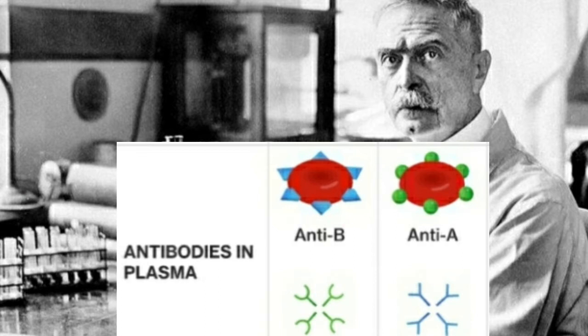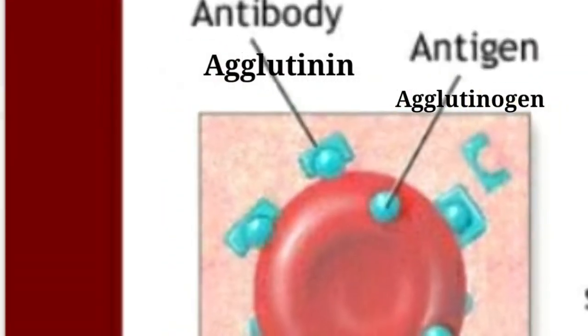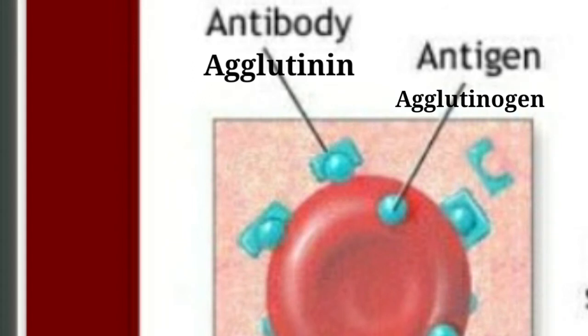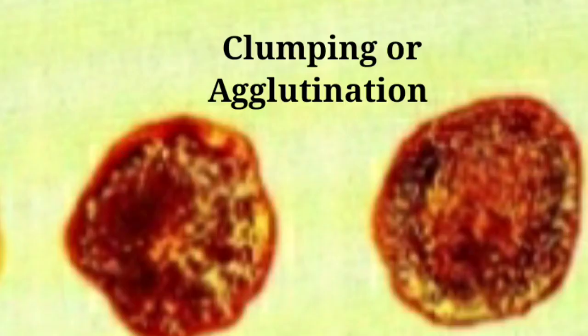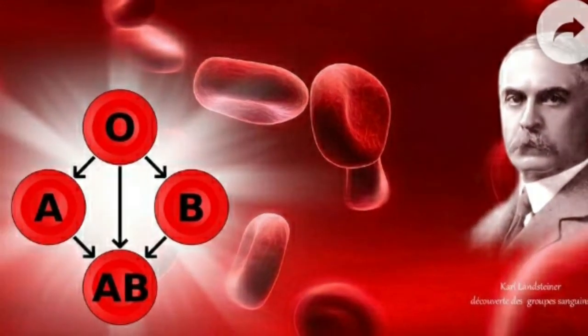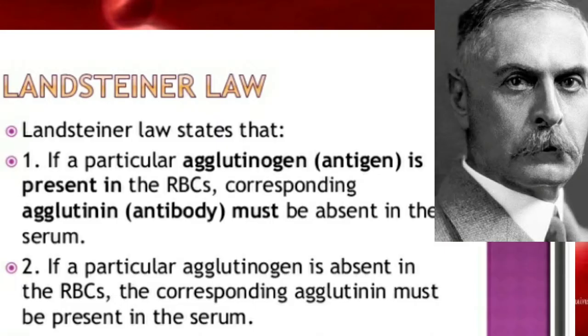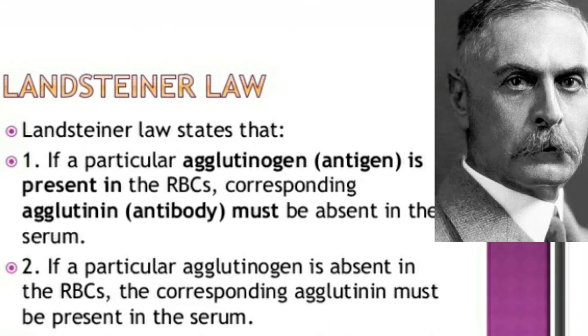He noticed the corresponding antibodies or agglutinins in the plasma and named them antibody A and antibody B. However, a particular agglutinogen and the corresponding agglutinin cannot be present together. If present, it causes clumping of the blood. Based on this, Landsteiner classified the blood groups. Landsteiner stated certain laws, children, that is, if a particular agglutinogen, that is antigen, is present in the RBCs, the corresponding agglutinin, that is antibody, must be absent in the serum.